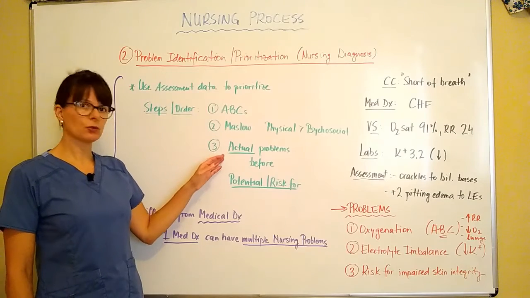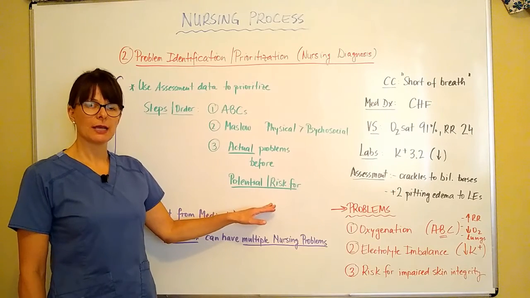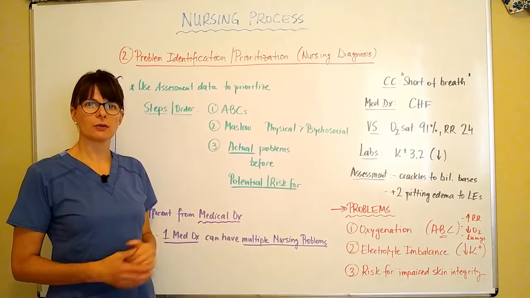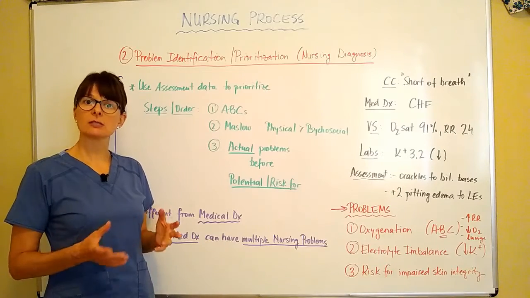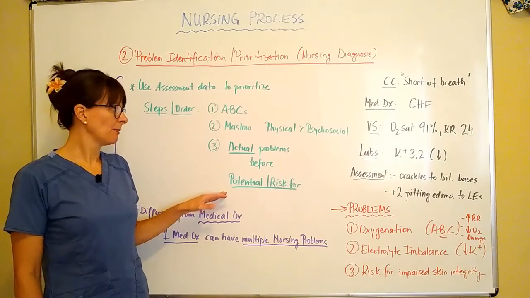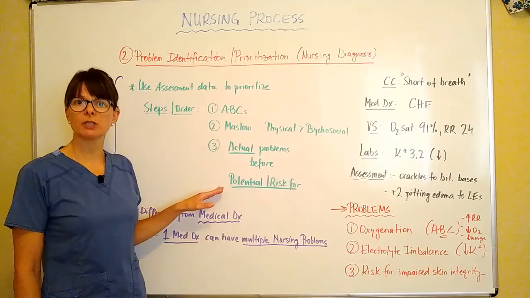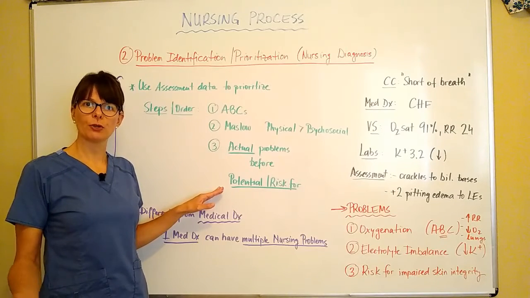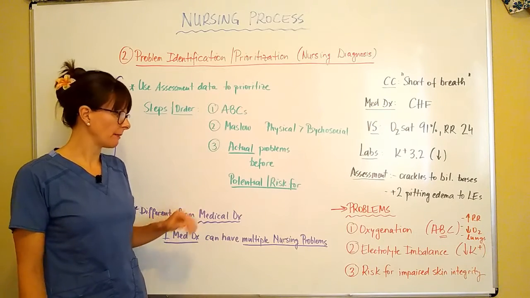And number three, actual problems will always need to be addressed before potential or risk for problems. You might have heard of nursing problems like risk for falls, risk for impaired skin integrity, risk for infection. Those are very common. We do have to address those because they are potential complications a patient could suffer. But if they have an actual problem, clearly we need to address it first. You're going to fix the broken car tire before you do an oil change when the car is still running well. Just keep that in mind.